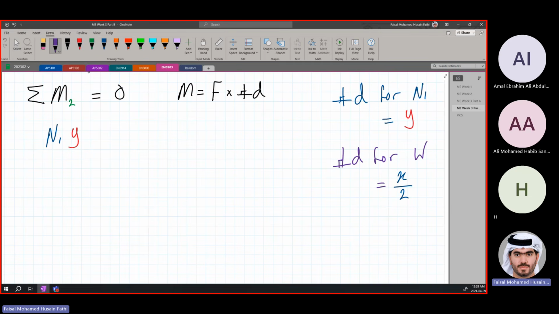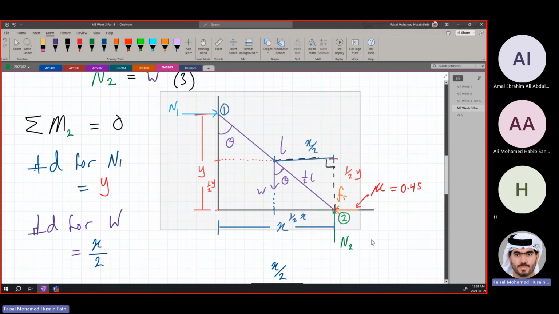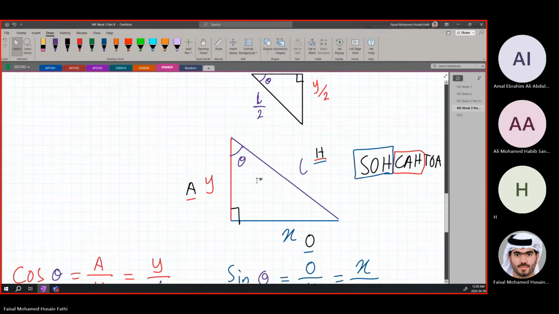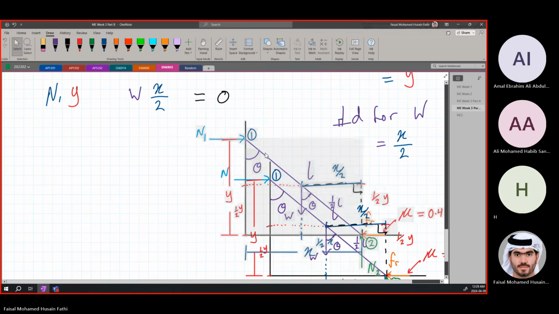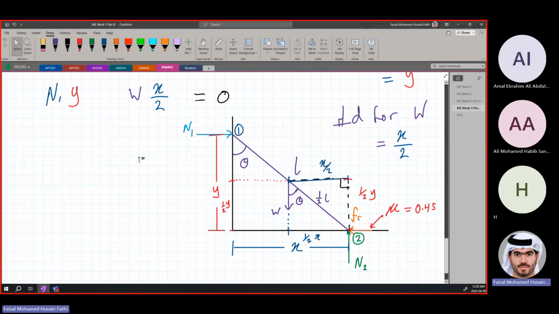The second one we have is, I'm not going to put pluses and minuses yet, because later I will show you how to get the plus and minus. The second force we have is W. All right. And its perpendicular distance is X over 2. And these are both equal to 0. Before adding and subtracting, let's look at our diagram. Let me copy paste this one more time. Let's keep it here. Okay.